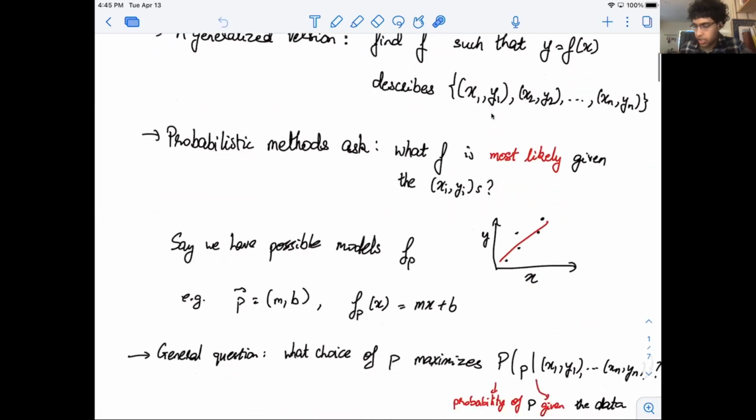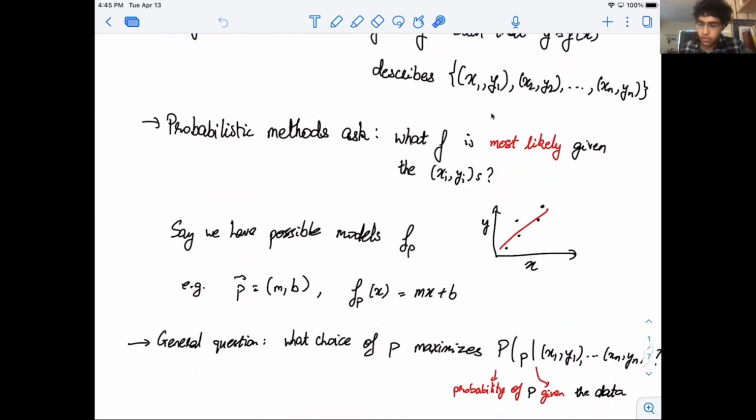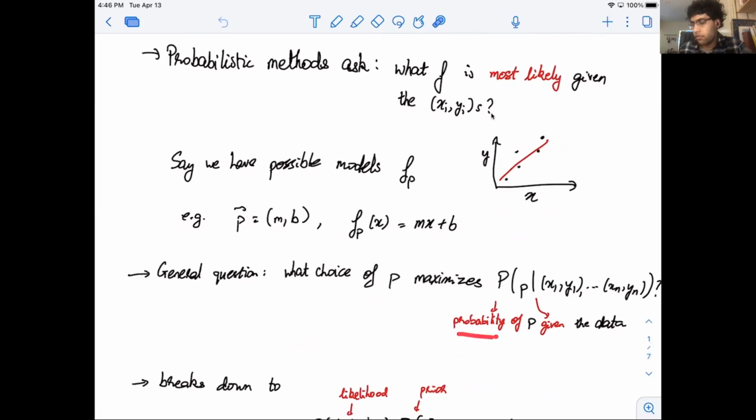To make that more concrete, let's say we define a specific set of functions that we could be looking at. So you usually say f is indexed by p for this notation. If you've got possible models where f sub p of x is mx plus b, just a simple line that we would have learned about in high school algebra classes, where m is the slope and b is the intercept, then what choice of these parameters p matches the data most precisely, or maximizes the probability of these parameters p given these data xi, yi?